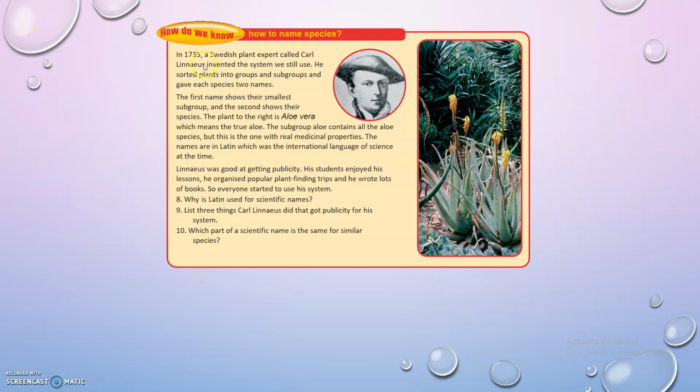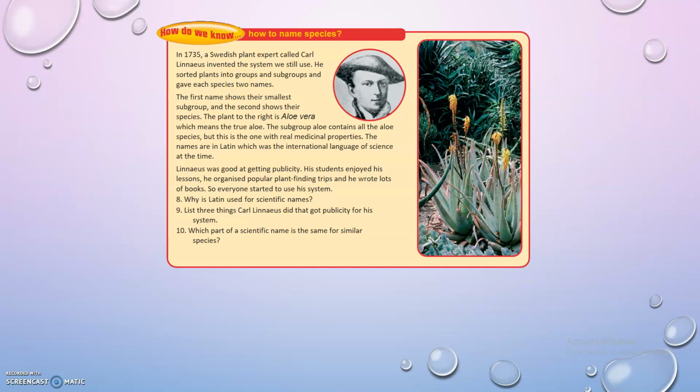Okay. In 1735, a Swedish plant expert called Carl Linnaeus, very important, Carl Linnaeus, invented the system we still use today. He sorted plants into groups and subgroups and gave each species two names. Okay. So actually in science it is known as binomial nomenclature.